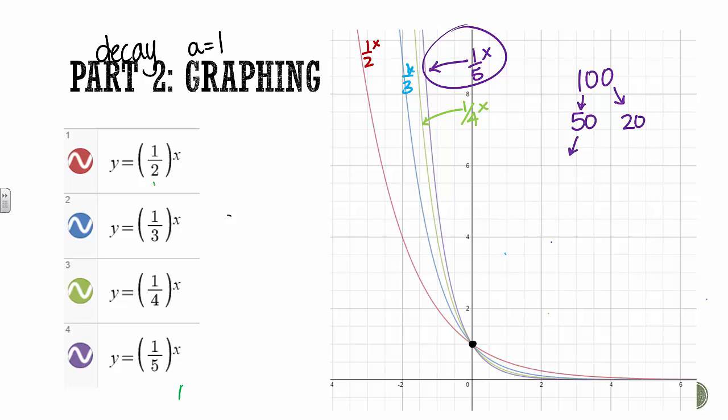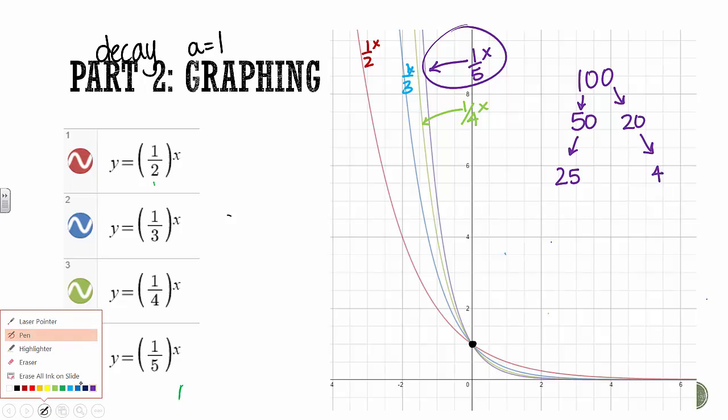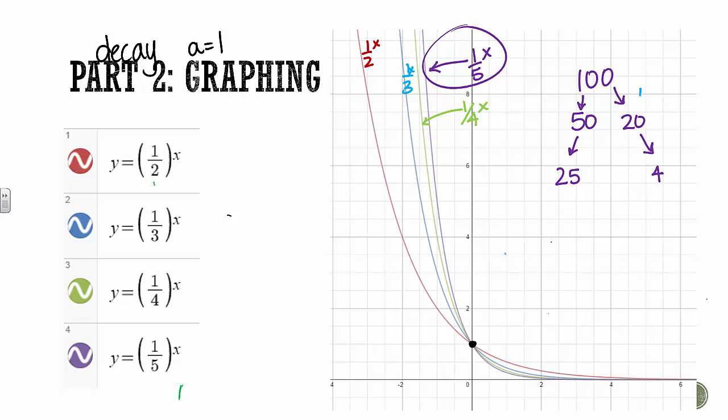And then the next one of this would be 25. And again, you're taking 1/5 of this, so it would only be 4. So you can see that the bigger you get, this is like the 1/5 to the x, and this is the 1/2. The smaller the fraction that you have, the quicker that it decreases. And that's why the purple one has a much steeper slope than the red one.